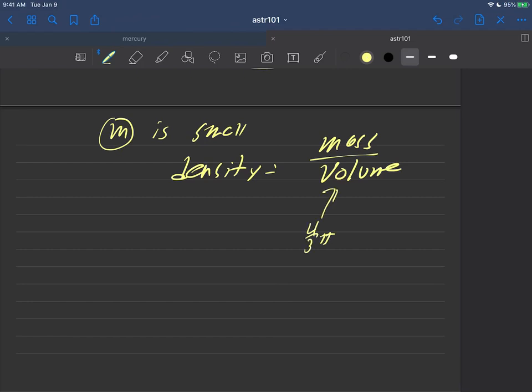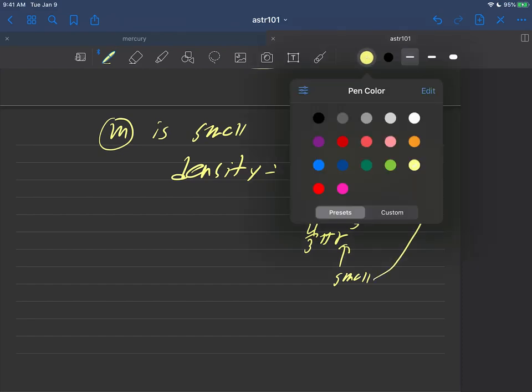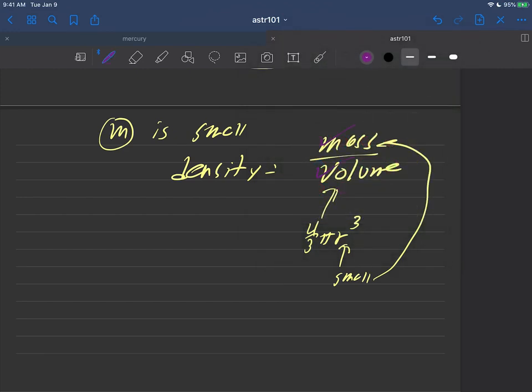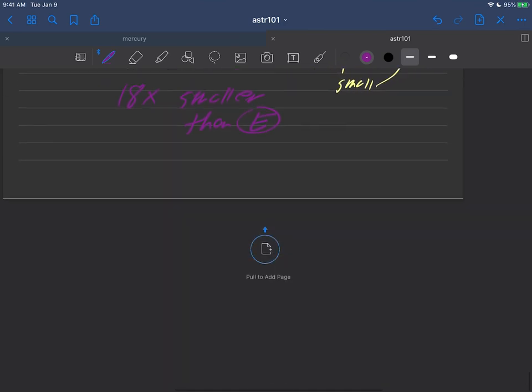Remember the 4/3 pi r cubed. The r is going to be small because Mercury is a small planet. And also, because it's a small planet, the mass is going to be small. So you have a couple of small numbers here, but the ratio of the two, the density, is equal to that of the whole Earth, which of course is much larger. In fact, Mercury is about 18 times smaller than the Earth in size. So how do you explain that? How do you explain that it has this incredible density?